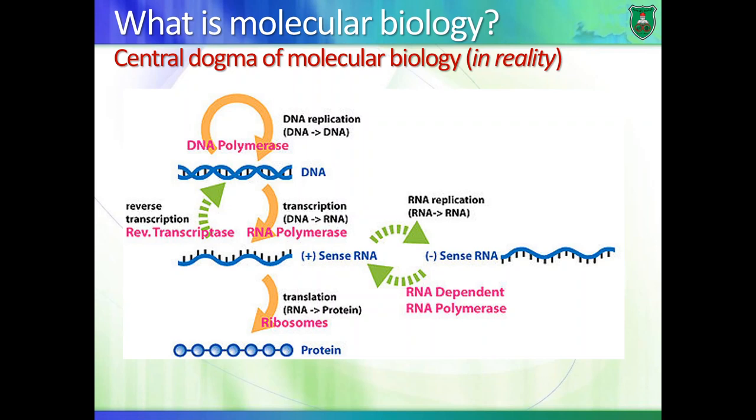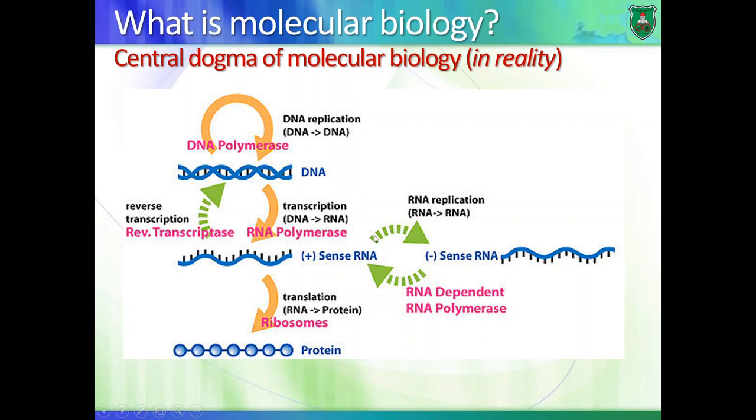In addition, an RNA molecule can be used as a template, that is, it can be copied to make another copy of an RNA in a process known as RNA replication. The enzyme needed for this process is known as RNA polymerase. And it's reversible as well.